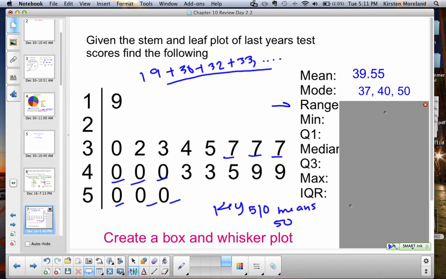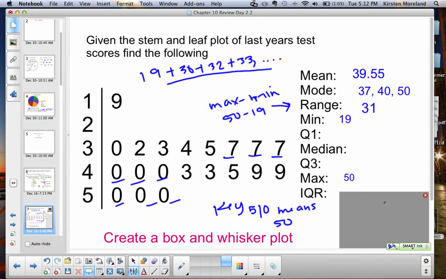The range, remember, is the max minus the min. In this case, that's 50 minus 19, which gives me 31. The minimum is the smallest one, which is 19, and the max is 50. So I'm going to use that to calculate the rest of these.